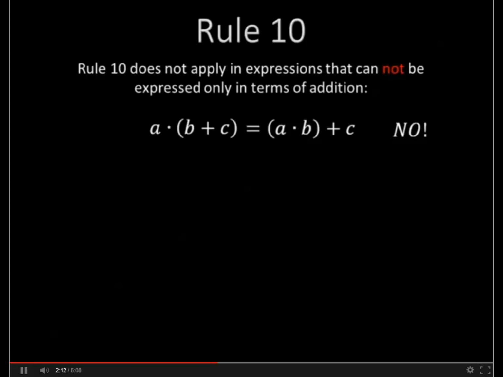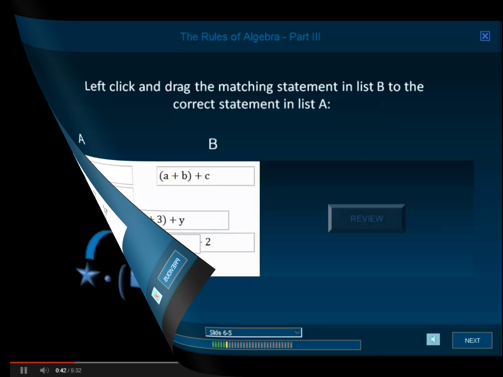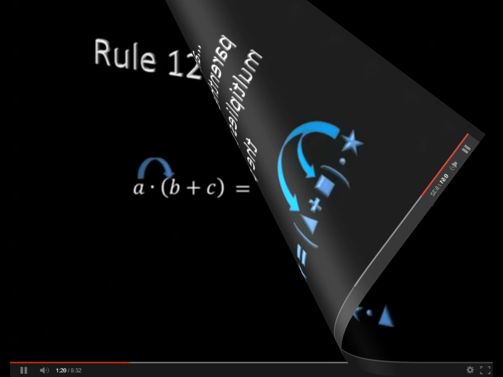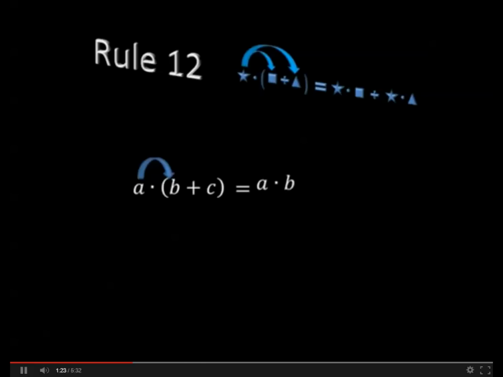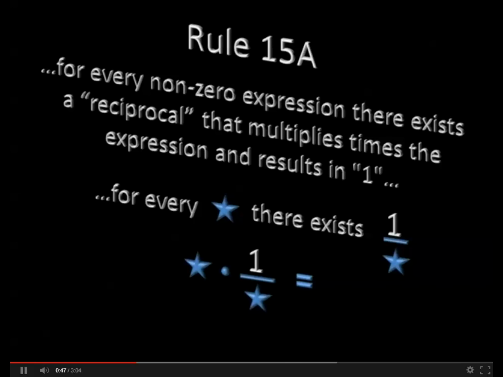That is not correct. These two expressions are not equal. The equal sign with a slash through it with the correct statements in list B, plus the expression outside the parentheses multiplies times the A multiplies times the B, the original expression times the reciprocal, 1 over the expression, calculates to be 1.